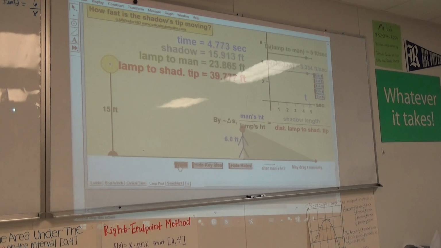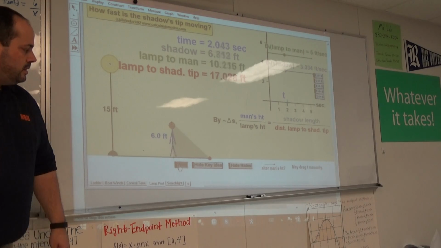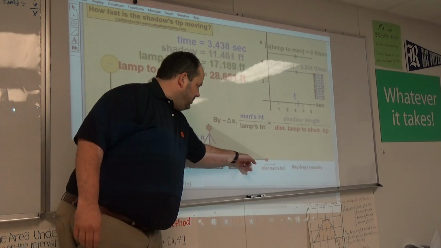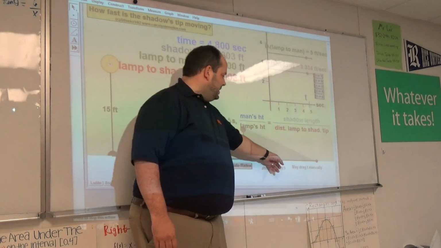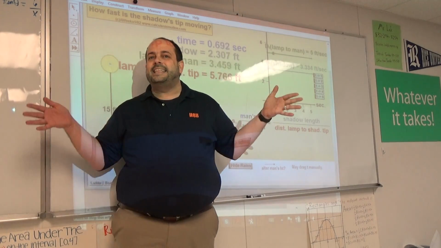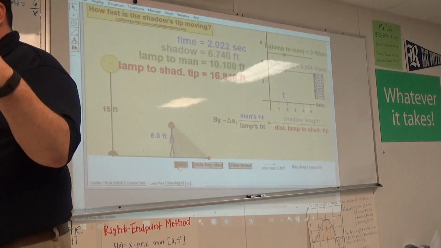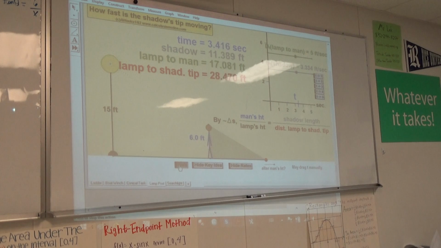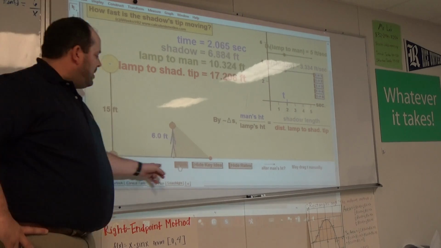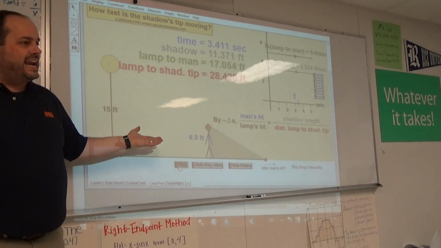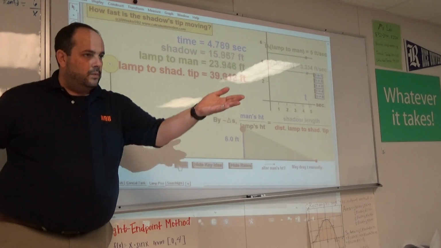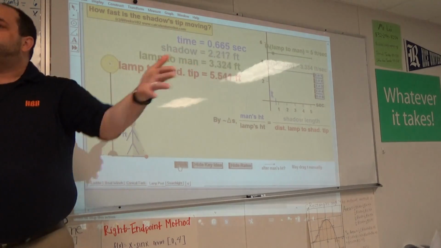Things that are changing. What are the things that are changing? The length of the little small triangle. That little small triangle represents the length of his shadow. So his shadow is getting longer as he walks away. Jennifer, what else? His distance from the lamppost is changing. Anything else changing? Time. These things are changing over time.